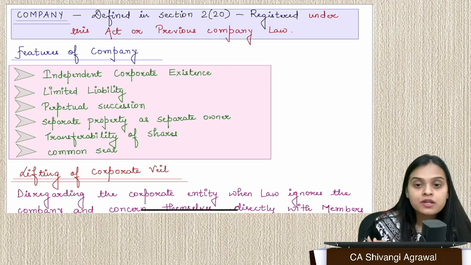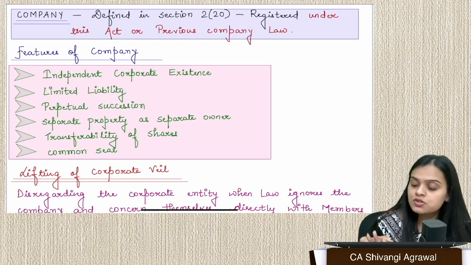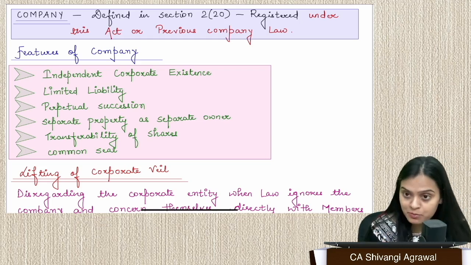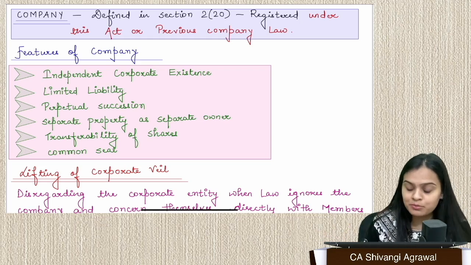Thereafter, we have two important authorities. The two most important authorities are ROC, Registrar of Companies, which actually undertakes the task of incorporating the companies, for administering the registered companies.